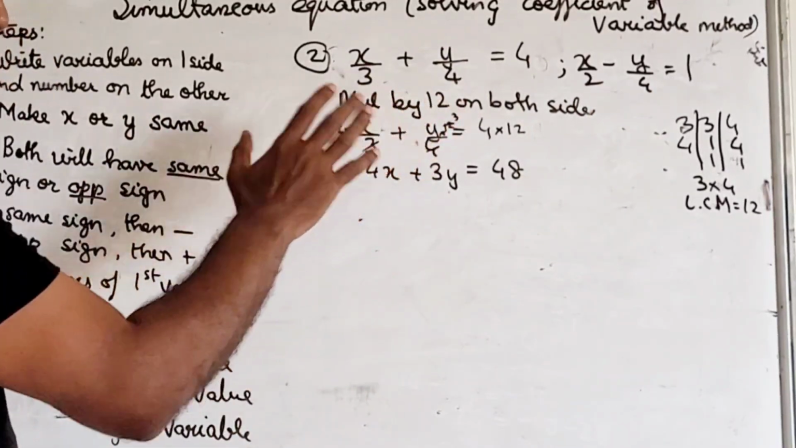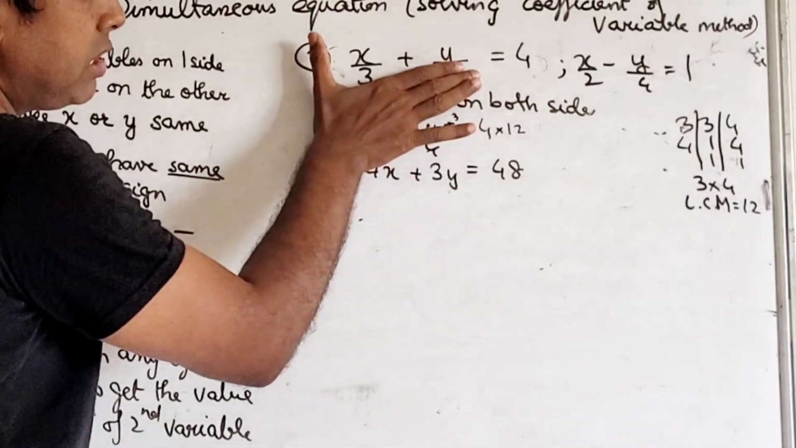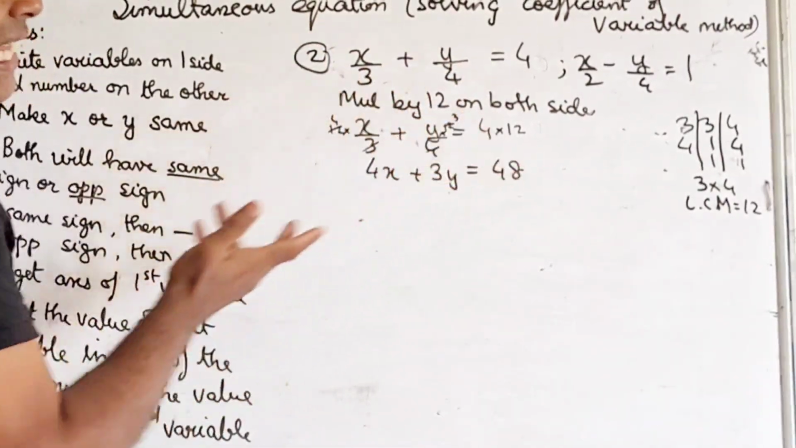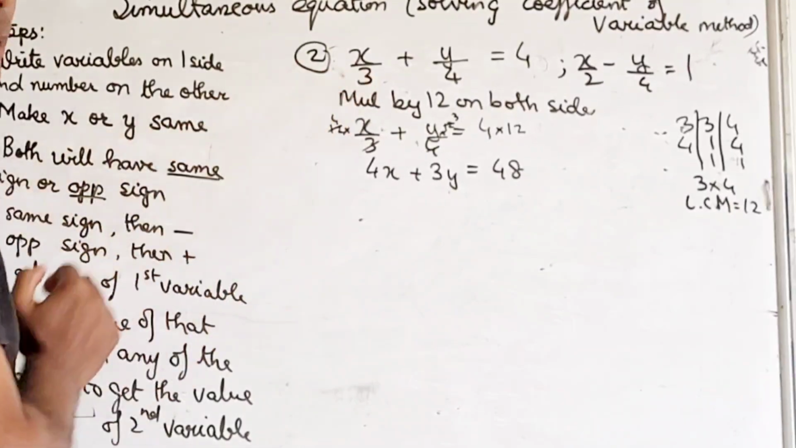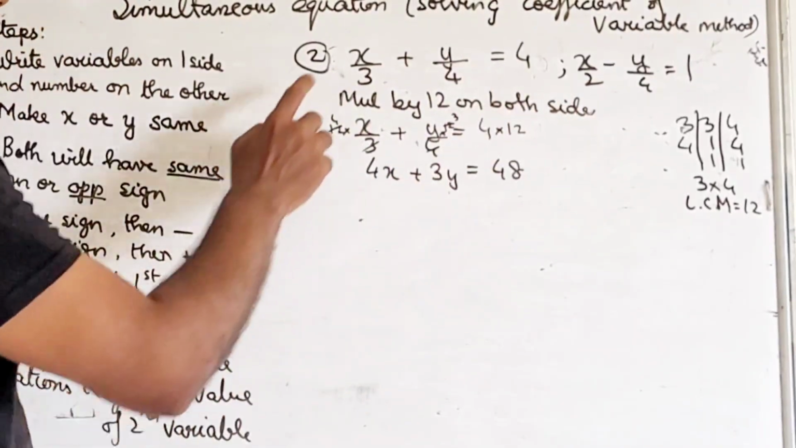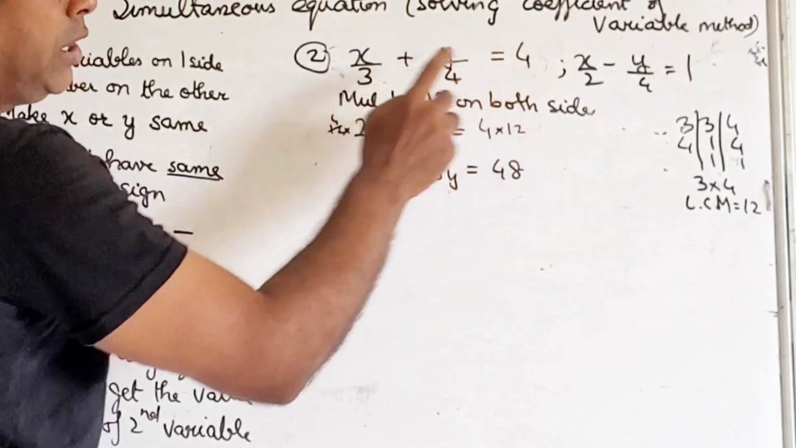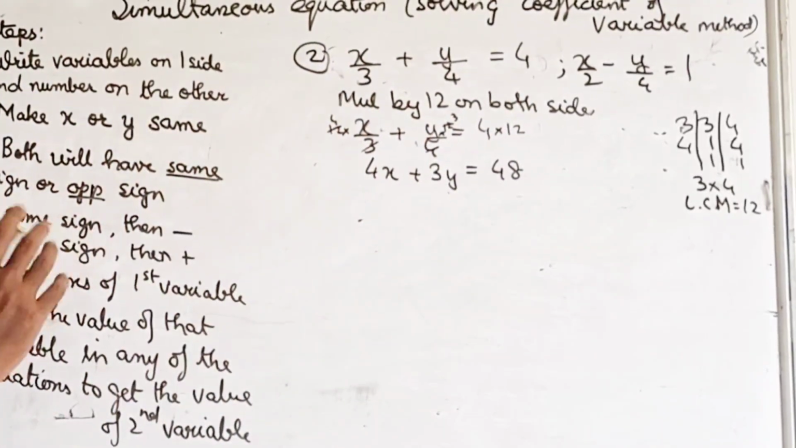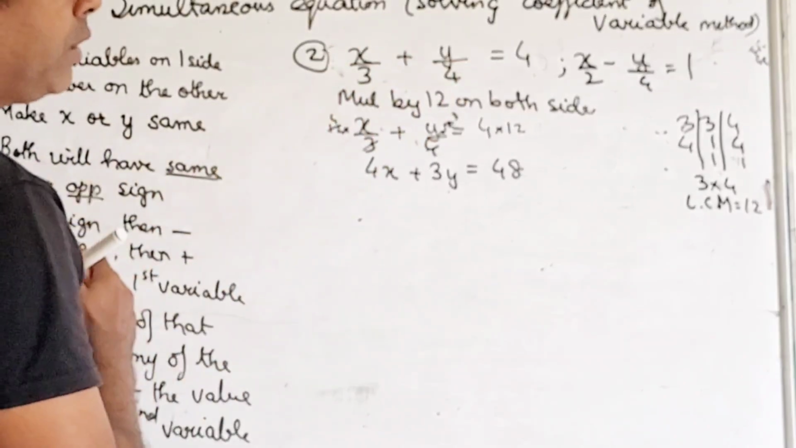In this case, just imagine if there was only a 3 over here. Then we needn't take the LCM because there was only one number. Then we would have multiplied all the terms by 3. And then 3 into 3, 3 into 3. This 3 would get cancelled and you would get a normal equation. Okay. Same thing over here.